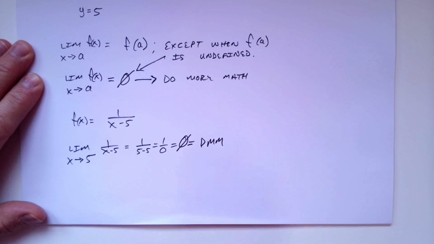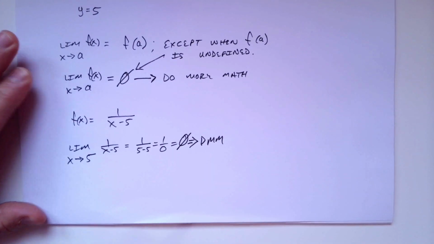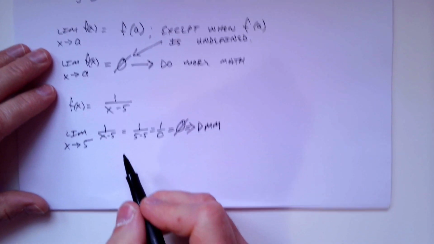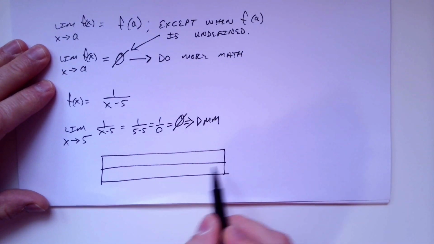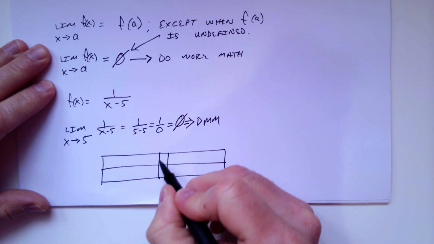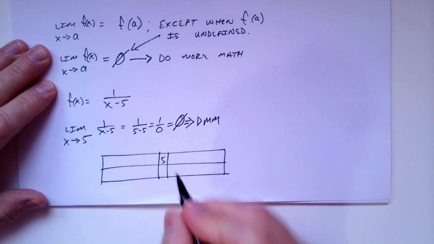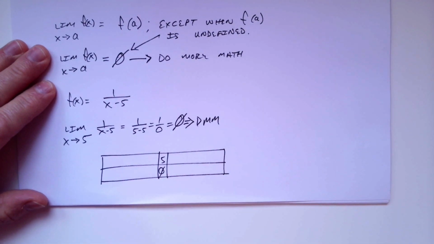Okay? That's what that means. I'll put a little arrow here. That's do more math. So we've got to do more. Okay? This is one of my things I like to do. I want to put 5 in the middle. 5 is undefined. Don't know what it is.